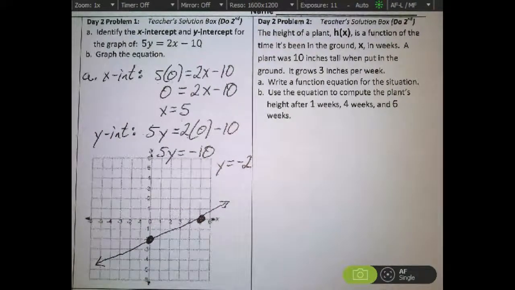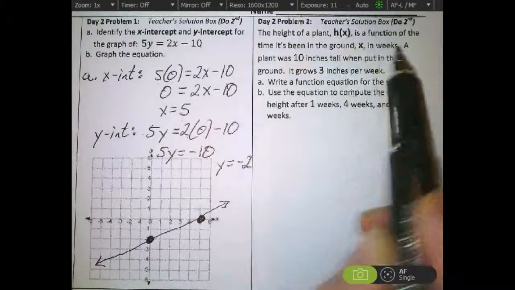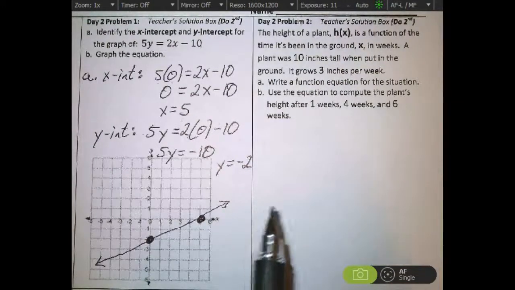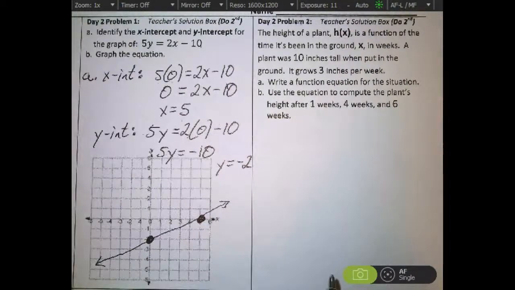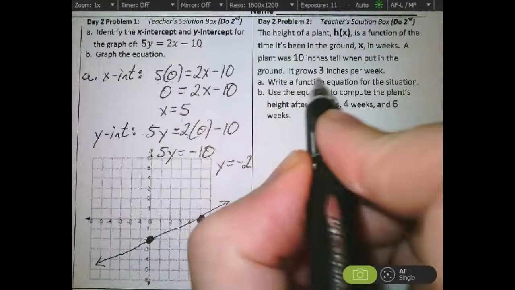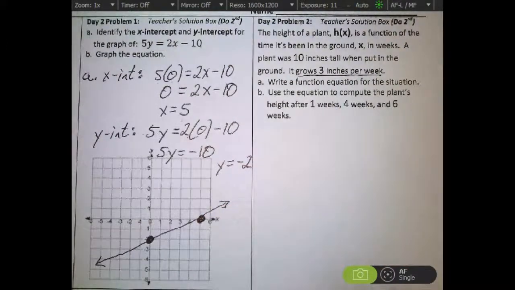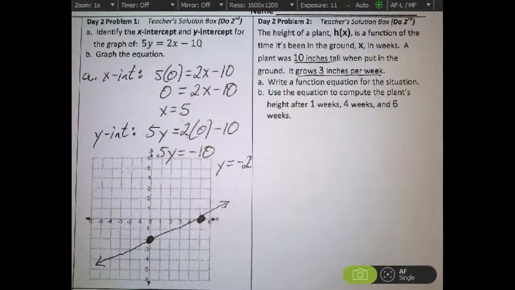Now, day 2, problem 2. The height of a plant, h of x, is a function of the time it's been in the ground, x, in weeks. A plant was 10 inches tall when put in the ground, and it grows 3 inches per week. So there's the rate of change: every week it grows 3 inches, and there is the initial value. When we first put the plant in the ground, it was already 10 inches tall.